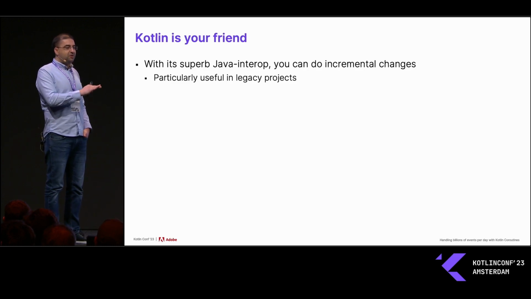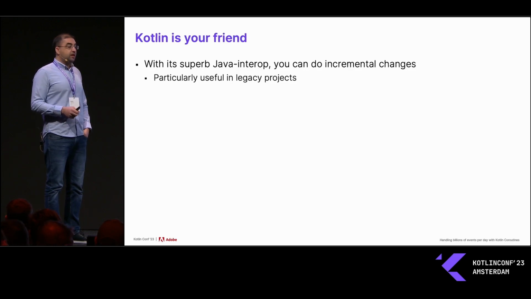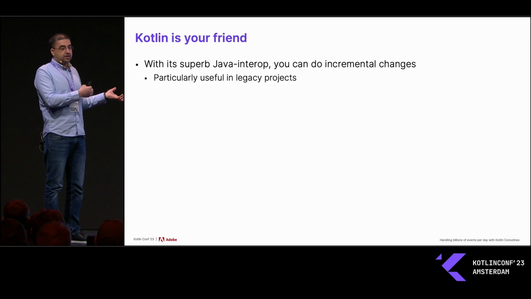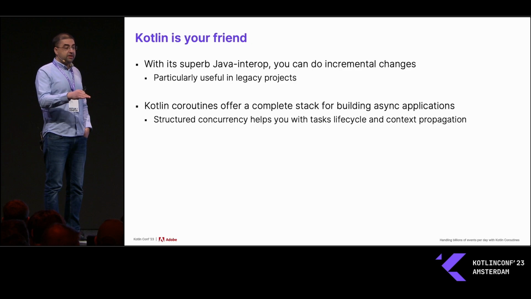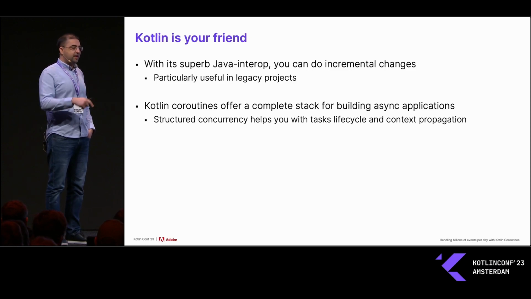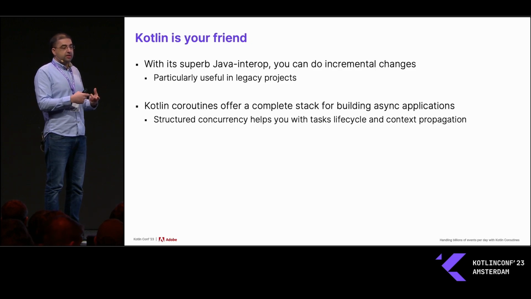But remember, all is not lost. Kotlin is your friend and was our friend in this journey. With a superb Java interop, you can do incremental changes, and that was instrumental, particularly in legacy projects like ours. And Kotlin Coroutines are really a complete stack for building asynchronous applications. I know the decision is harder now with Loom, but we believe Coroutines are the complete stack. And just think about how we've leveraged structured concurrency to help with context propagation in our Guice implementations for asynchronous code.